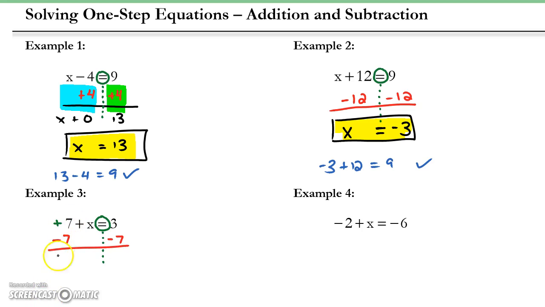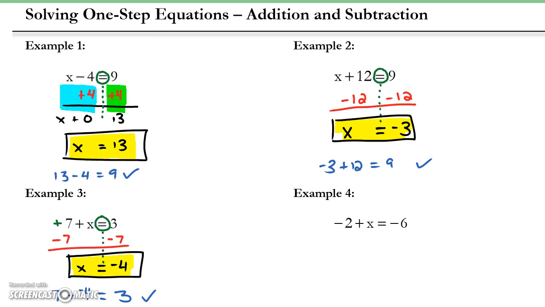Positive 7, negative 7 will cancel, get me 0. X equals 3 minus 7. 3 minus 7 is negative 4. I'm done. I circle it or I box it in. I can feel free to check my work. 7 plus negative 4, I put that in my calculator. I get positive 3. That means I was correct.